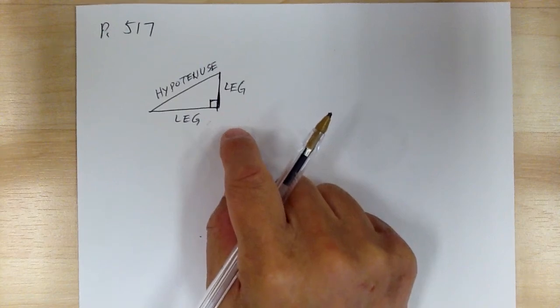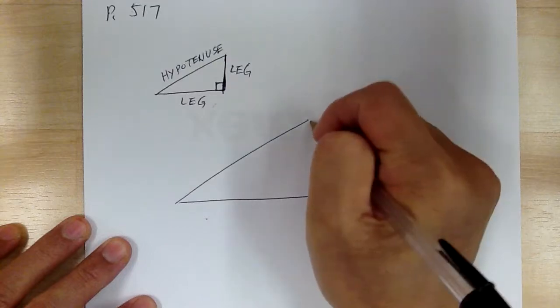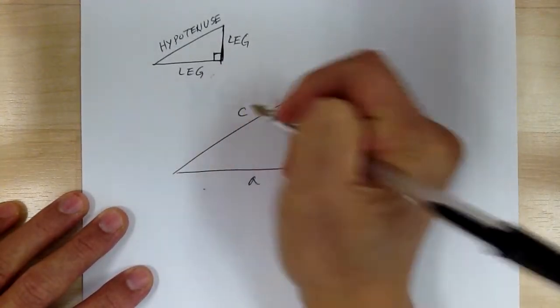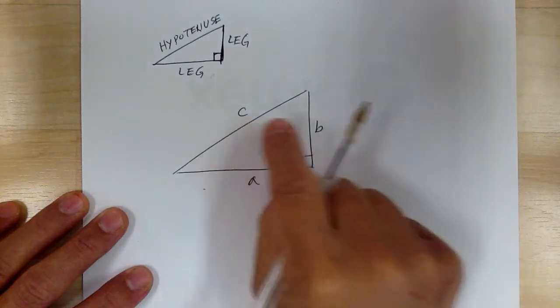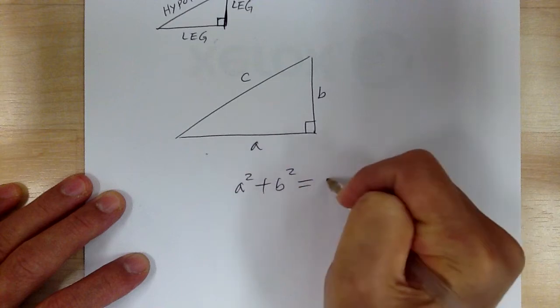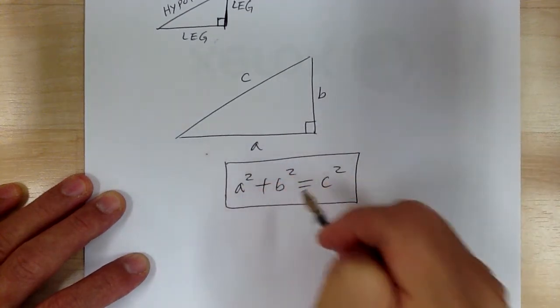And the Pythagorean theorem, when you have a right triangle and you label the sides A, B, and C, the relationship between A, B, and C is A squared plus B squared equals C squared. Okay? So this is going to be super important. You need to know this.